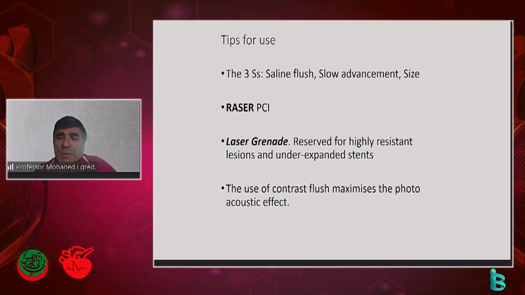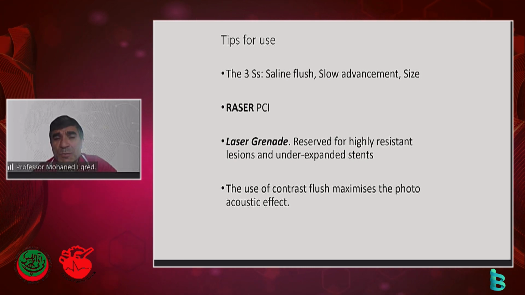And you have to advance it very slowly, almost the same as the orbital atherectomy, to allow it to work on the tissue rather than just passing it up and down, because the lumen you will get if you pass it slow is quite important. And there are 4 sizes: 0.9 millimeter, 1.4, 1.7, and 2. The majority of the time, 0.9 is more than enough because it gives you the highest energy and the highest frequency.